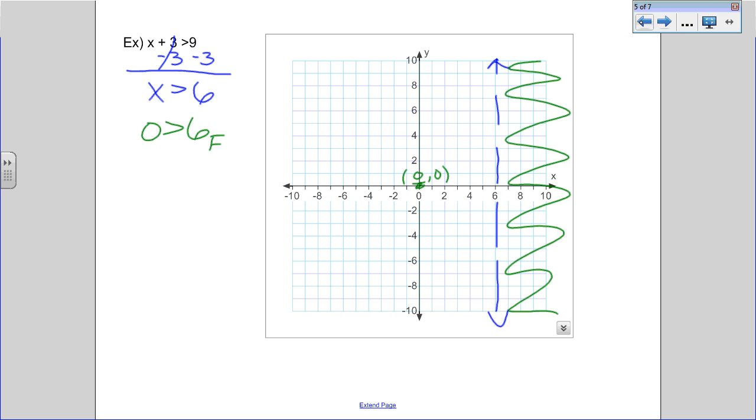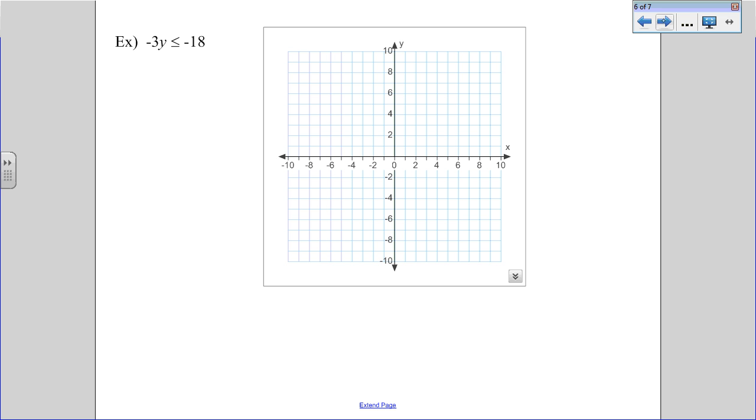All right, what do we do with that last one? Negative 3y is less than or equal to negative 18. Divide by negative, well, be careful. Let's divide by negative 3. So what's going to happen when I divide by negative 3? I have to flip the inequality. And so what is negative 18 divided by negative 3? 6.